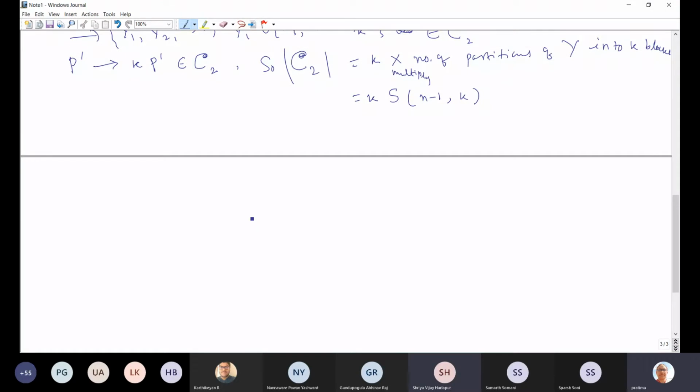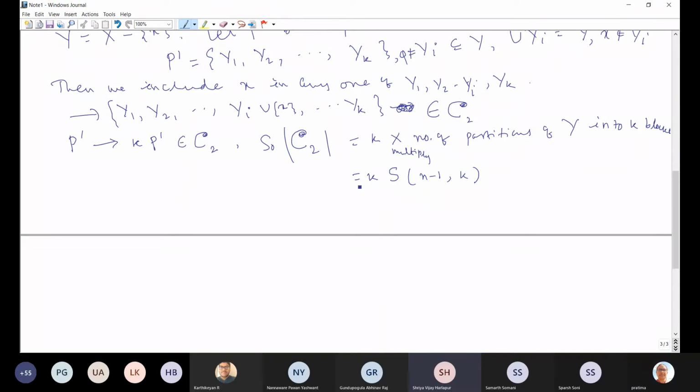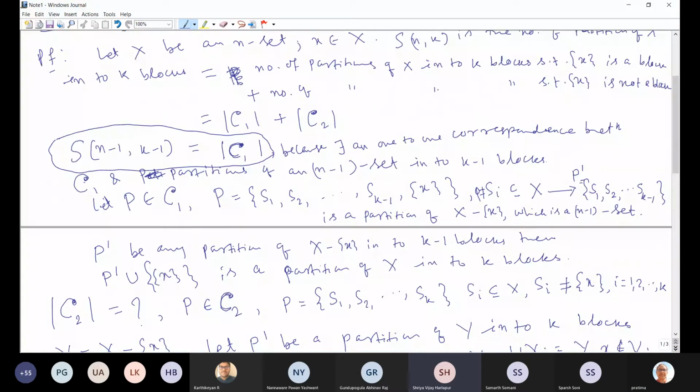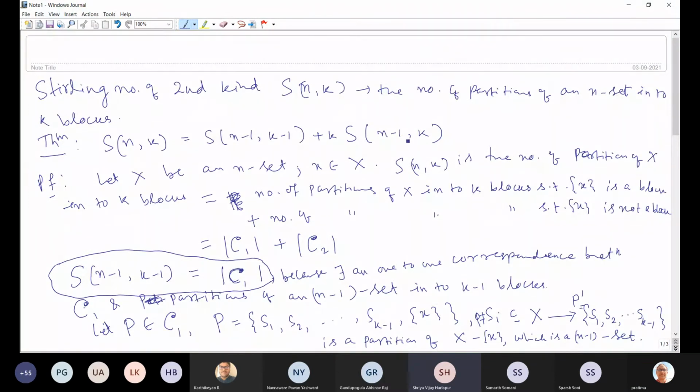I have a doubt in the final equation, ma'am. Any of the elements can be that X that we are considering, right? So why aren't we multiplying the entire expression by n? In the original, S(n, k) equals S(n minus 1, k minus 1) plus k times S(n minus 1, k). Why are you multiplying this k?